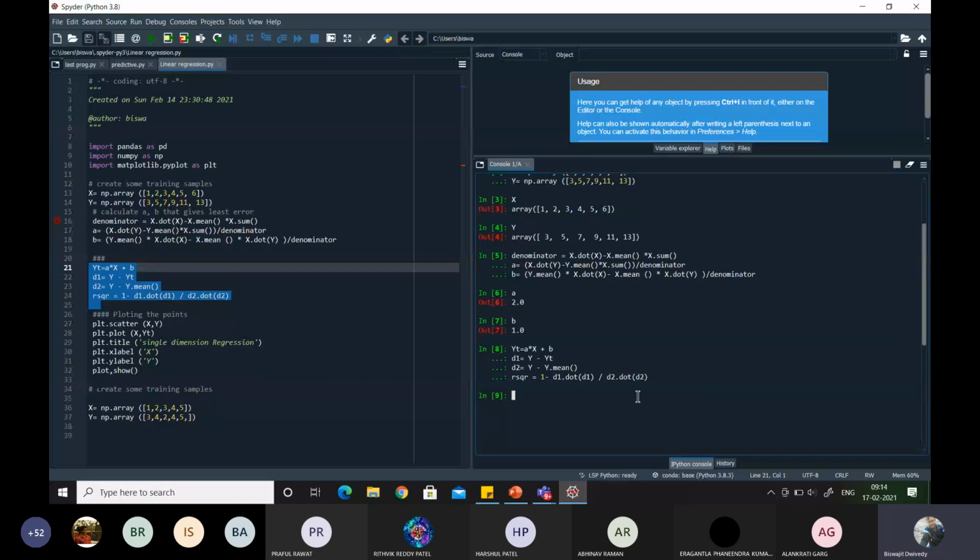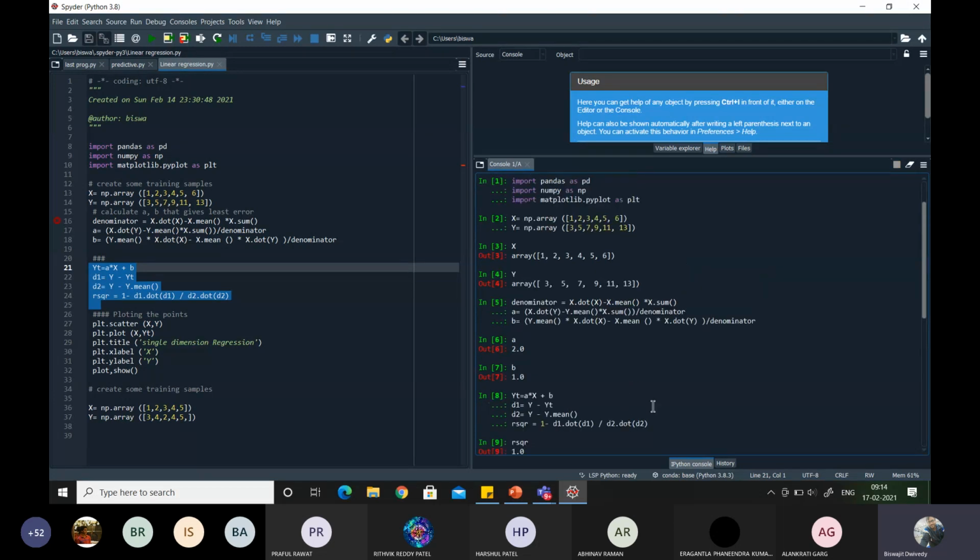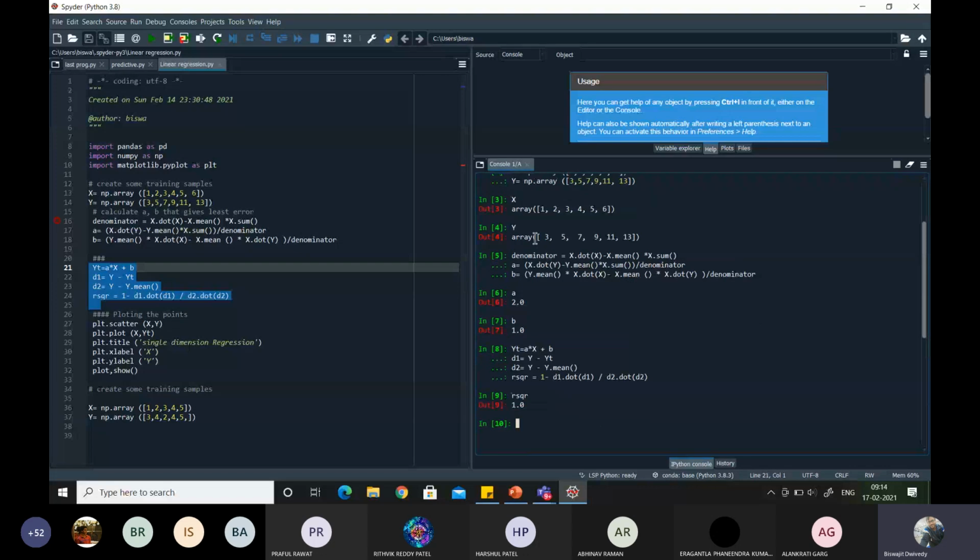So let us find out what is the R square we are getting. Here you can see R square is equal to 1. That means whatever training samples we have been given, that exactly fits with our regression line. Okay, so I'll show you how it fits. So let us plot those things.